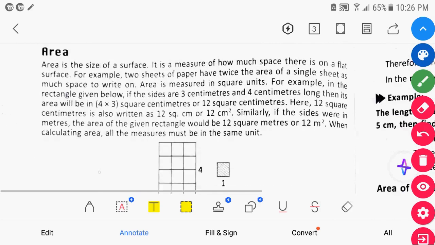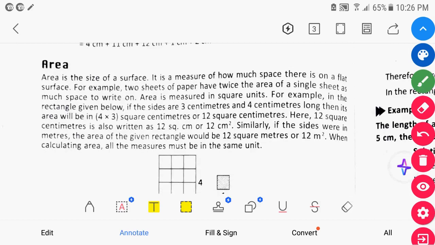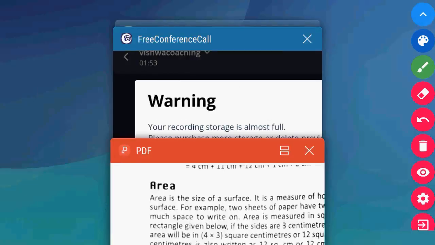Okay. Understood till now? Now the next topic is the area of the square, rectangle and triangle that we have to find, but that topic we will take in the next class.